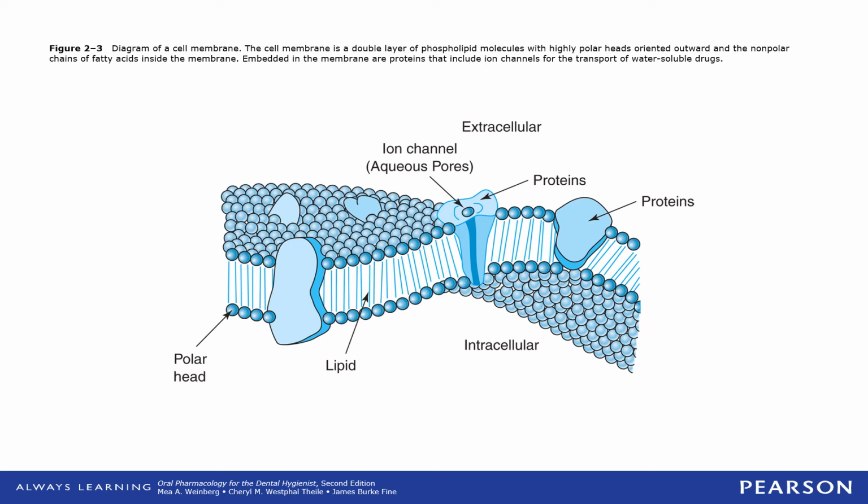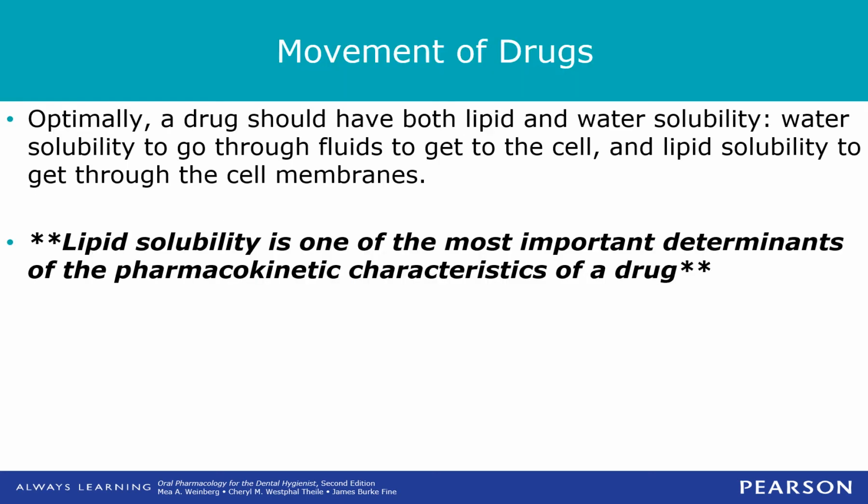Polar heads on the outside, as you can see at the bottom of the page, it's a single layer, water-soluble. Lipid layer, fat-soluble, inside, below the water-soluble. And you have proteins as well as water pores within the membrane itself, little channels where drugs can enter. Remember this diagram. Let's talk about the movement of drugs.